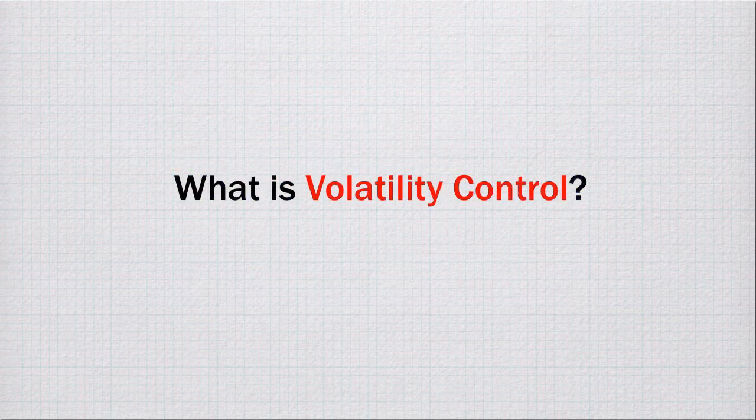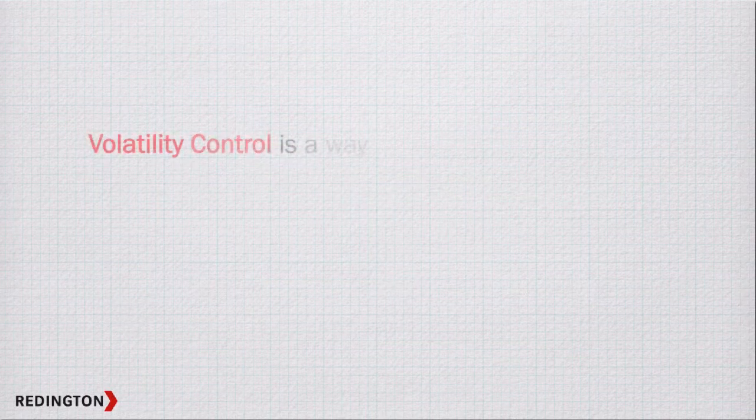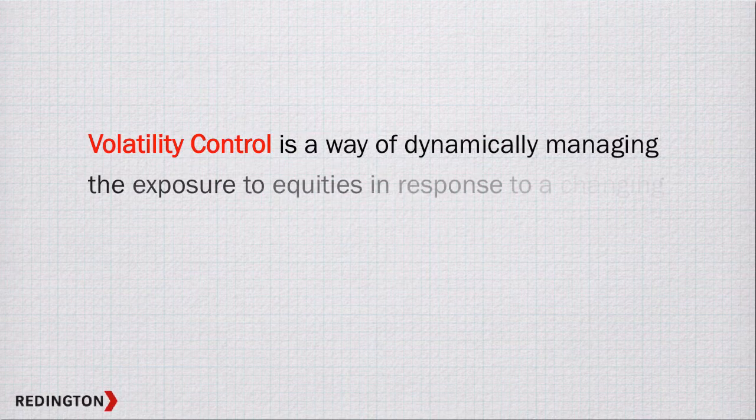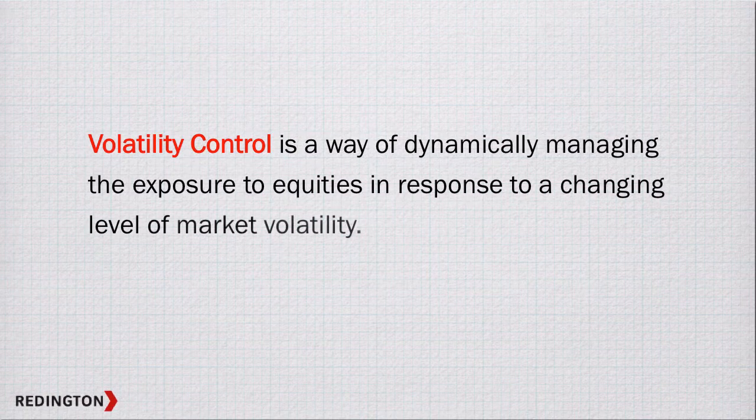What is volatility control? Volatility control is a way of dynamically managing the exposure to equities in response to changing market conditions, in particular, changing level of market volatility.